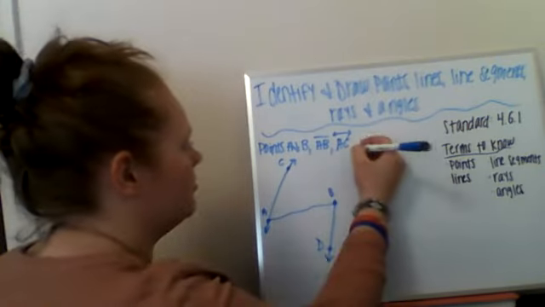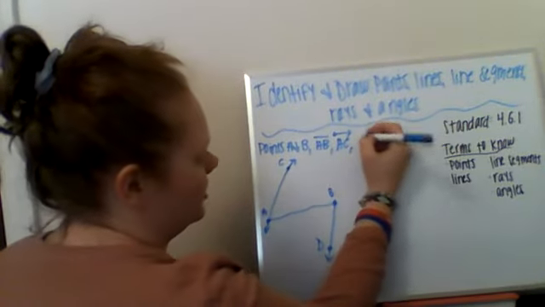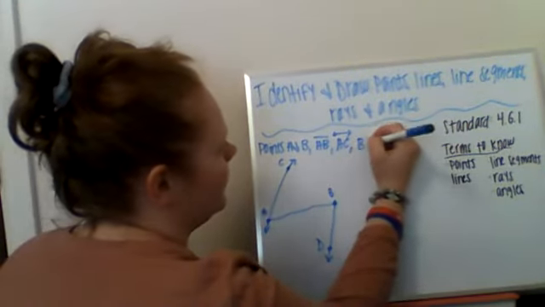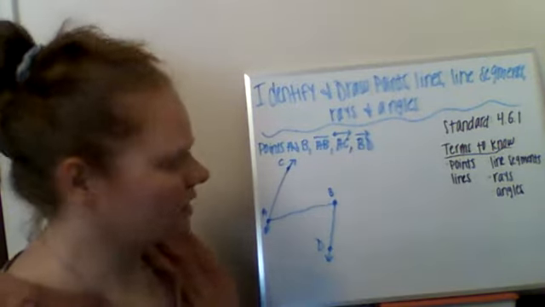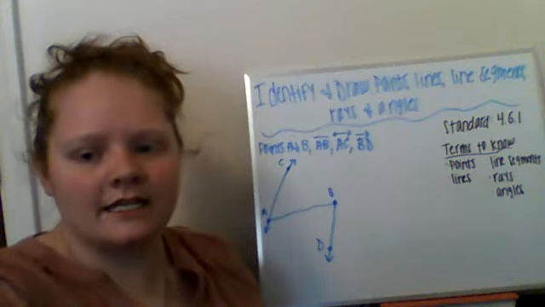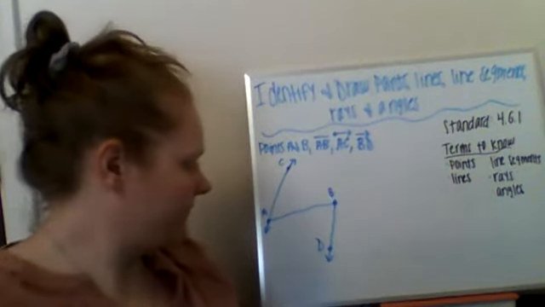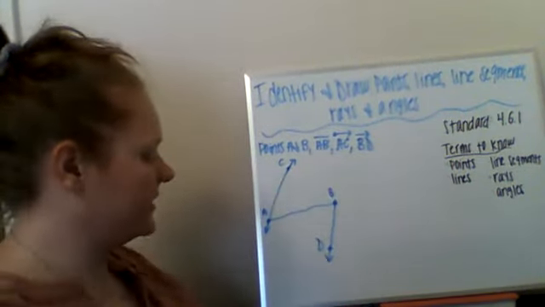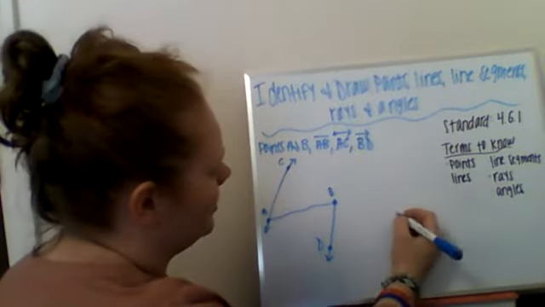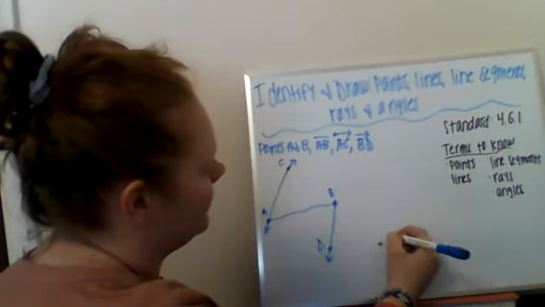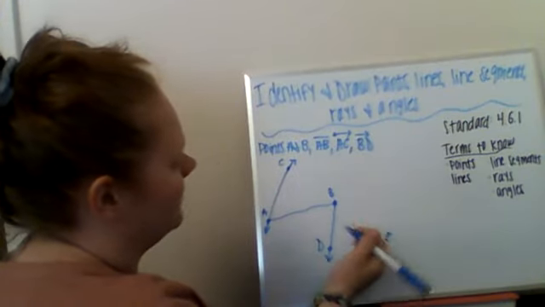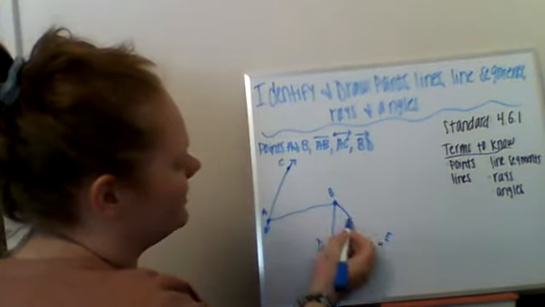Okay, and how you label a ray is you have your points. So I'm going to put BD. I'm going to have a line with only one arrow, showing you that it's only extending in one direction. Okay, and I can also make another point. I'm going to label this E. I'm going to connect it to point B like I just did.